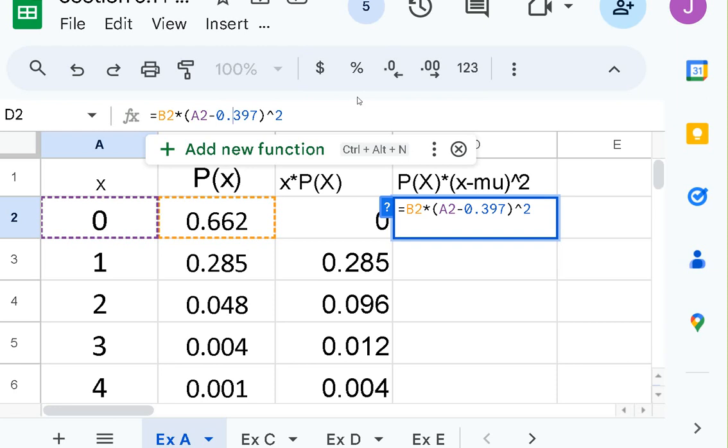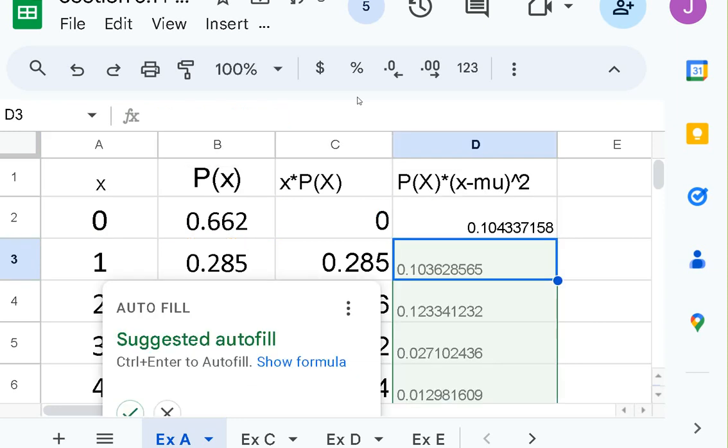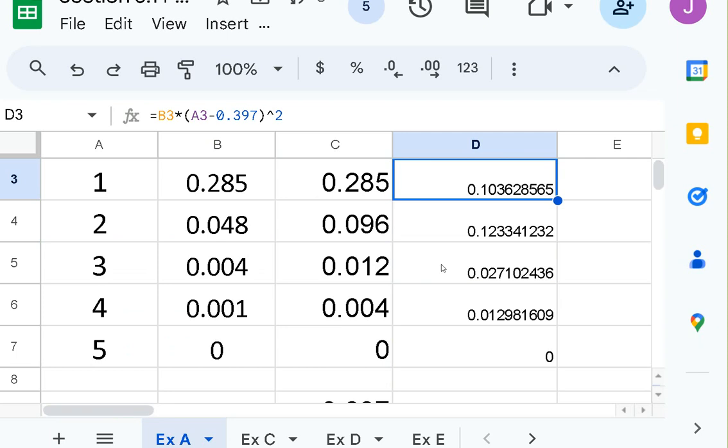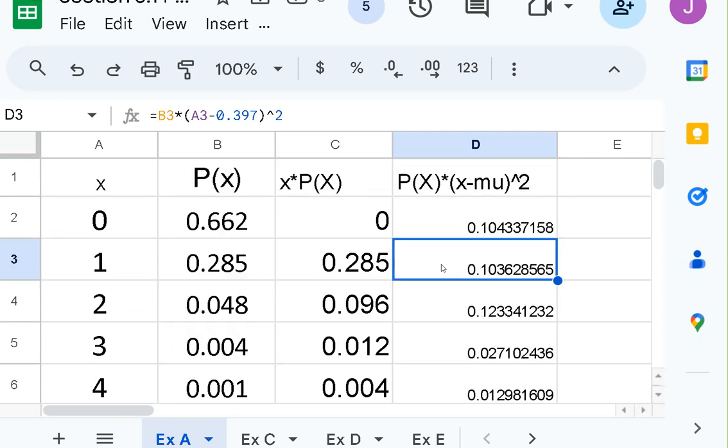So it should be B2 times parenthesis A2 minus 0.397 squared. When you hit the enter key, like before, it should ask you, all right, do you want to do this all the way down? And the answer is yes. Sure, do my work for me. I appreciate that. Thank you. So, great. Those are all those numbers.